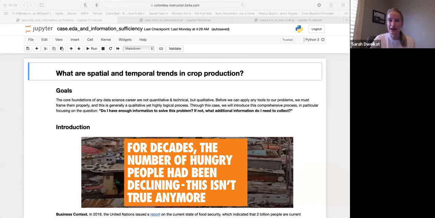If you haven't opened your case yet, go ahead and open it so you can follow along for our first case today, which is going to be on spatial and temporal trends in crop production. This case is going to be purely analytical. We're not necessarily going to discuss any code. This is going to be thinking about the concept of exploratory data analysis, usually referred to as EDA.